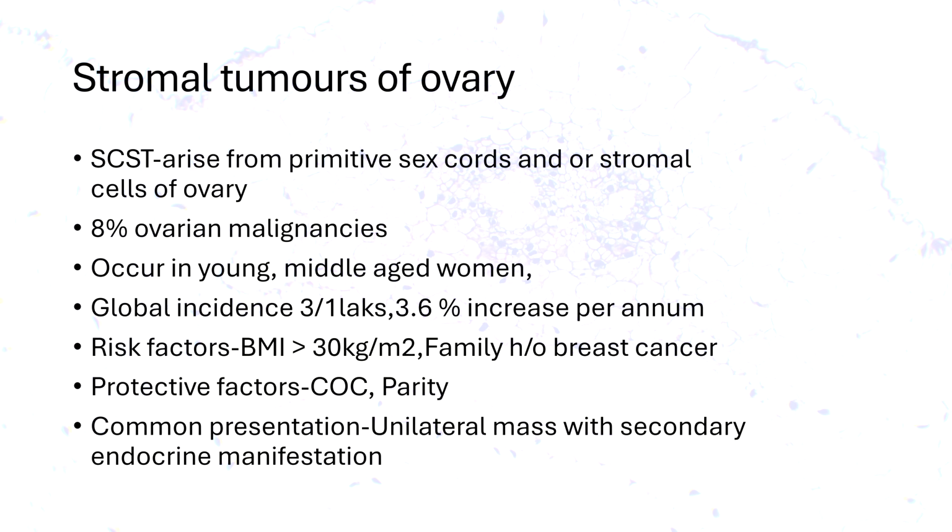Most of these tumors present early, most of them in stage 1, and have a good prognosis and are very sensitive to chemotherapy. The primary management is surgical staging, where the emphasis should be given to preserving fertility because most of these women are young, and there is no need for lymph node dissection. And now we will elaborate in a little detail regarding the different types of sex cord stromal tumors.